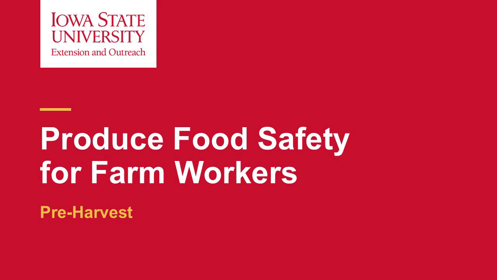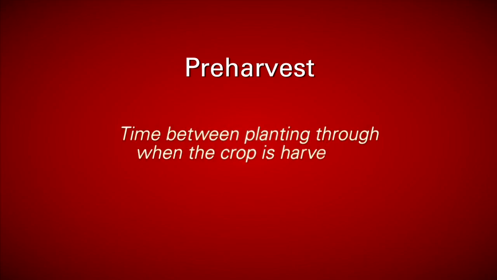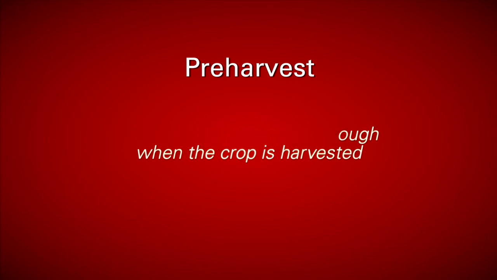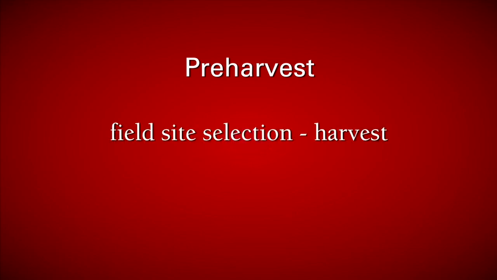The initial steps of produce food safety occur during pre-harvest, which is the time between planting through the time the crop is harvested from the field. The pre-harvest portion includes a wide array of steps from field site selection through harvest.